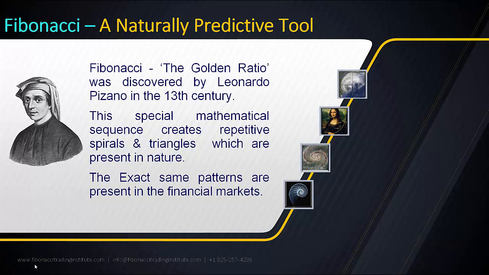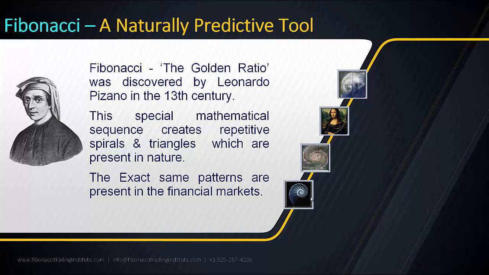So what is Fibonacci? Fibonacci golden ratio was discovered by Leonardo Pisano in 13th century. This special mathematical sequence creates repetitive spirals and triangles which are present in nature and also forms financial markets. Exact same sequence that you're finding in seashell that give you structure and starts from the seed on every single flower, on every single tree, is formed in the market.